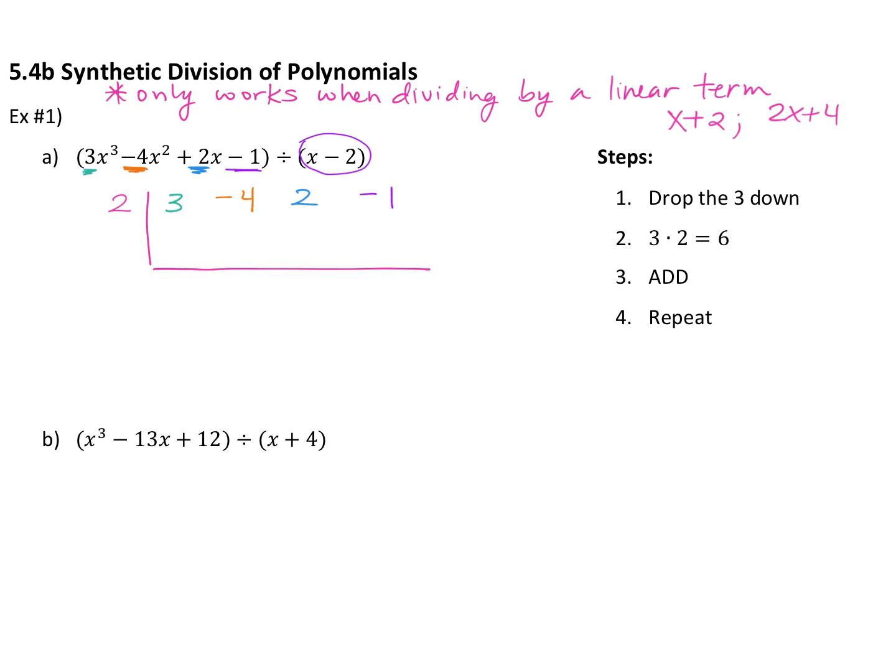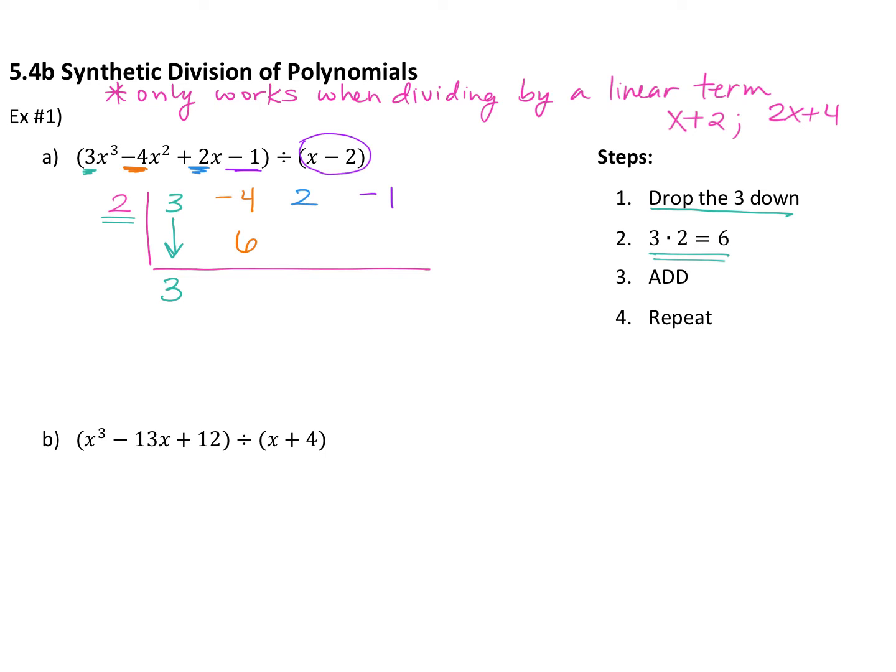Are you ready to do some synthetic division? Here are your steps. The first thing you're going to do is drop down that first number. So in this case, you're going to drop down the 3 and put it right here. The next thing you're going to do is multiply that number by our number out in front, that 2. So 3 times 2 is 6. I'm going to put that right here.